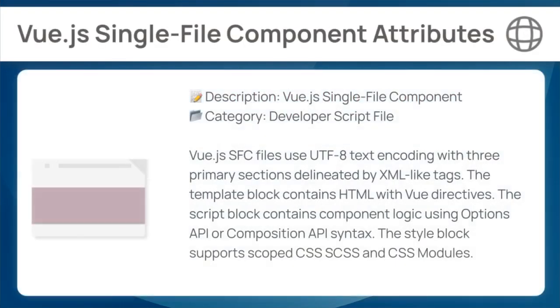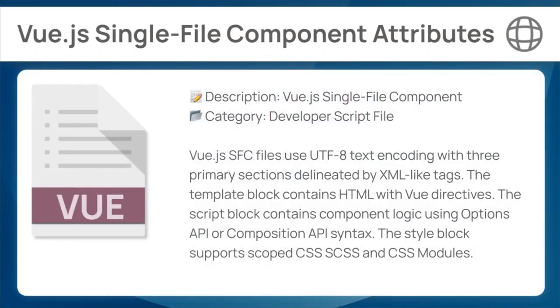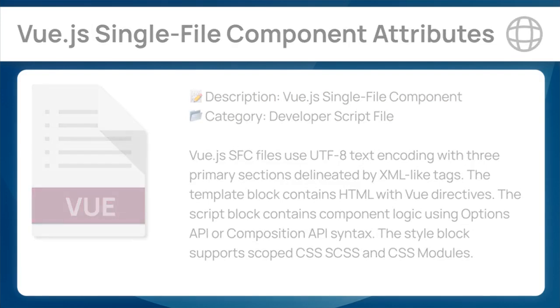Vue.js SFC files use UTF-8 text encoding with three primary sections delineated by XML-like tags. The template block contains HTML with Vue directives. The script block contains component logic using Options API or Composition API syntax. The style block supports scoped CSS, SCSS, and CSS modules.